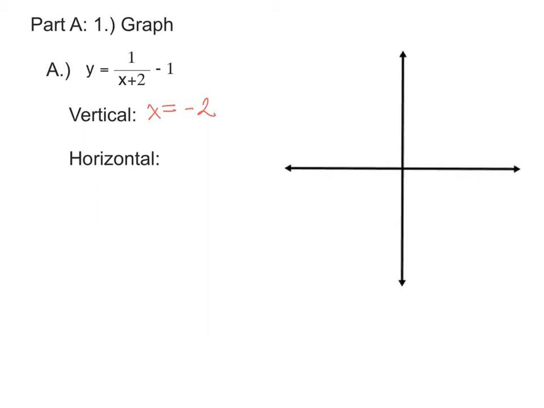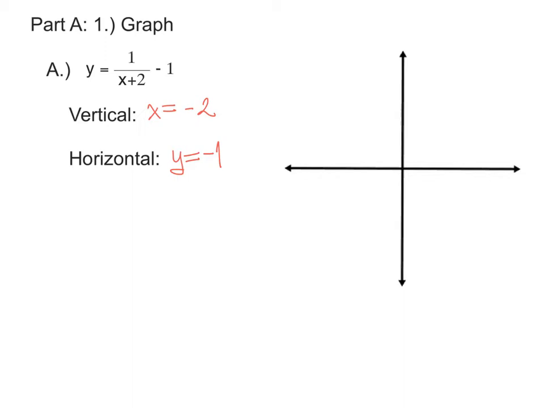The horizontal asymptote is going to come from whatever is being added after the fraction. See, that fraction will never equal 0, so the whole expression will never equal 0 minus 1. That means that our horizontal asymptote will be y equals -1. So let's graph both of these asymptotes.